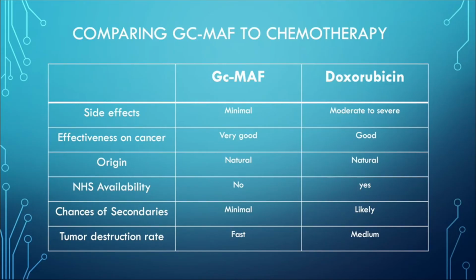So lastly, let's take a look at the tumour destruction rate. As discussed, GcMAF can halve the size of the tumour within 2 weeks of initial treatment, and diet has been shown to be a major contributing factor to this. This is the fastest destruction rate in comparison to any type of chemotherapy. The exact tumour reduction rate doxorubicin has on malignant tissue is uncertain, as it is usually combined with other chemotherapy drugs.